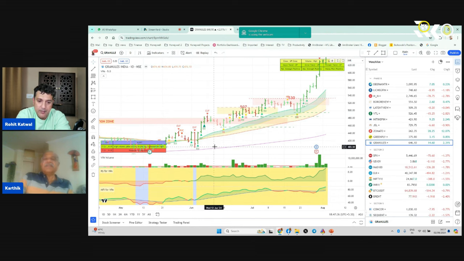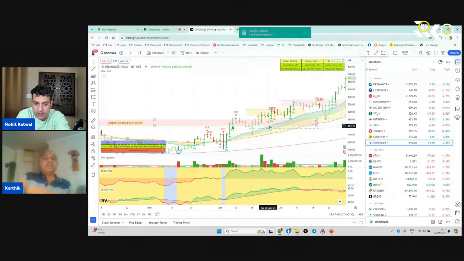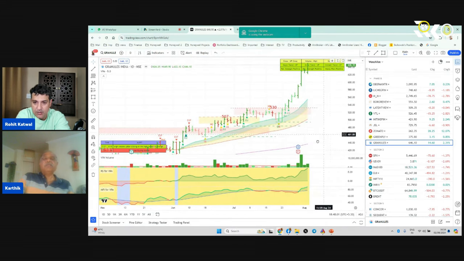So here was the best time to be, if you're aggressive, you can buy it here because all signs are positive here. But this should be like the price rejection zone is crossed here. So my buy was here actually, 487. This was a recent one.